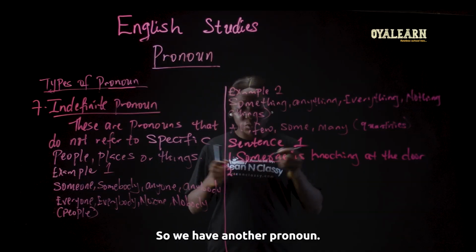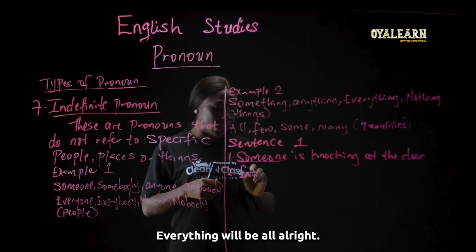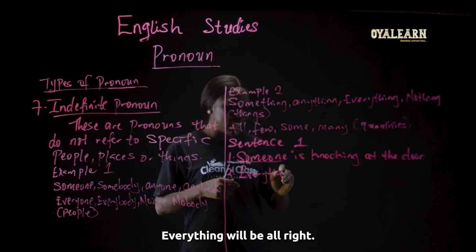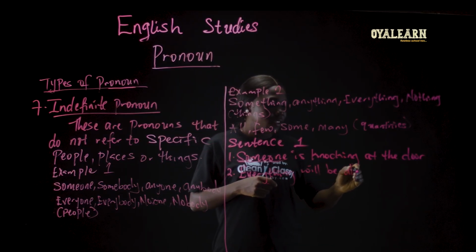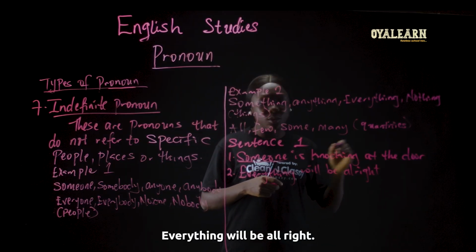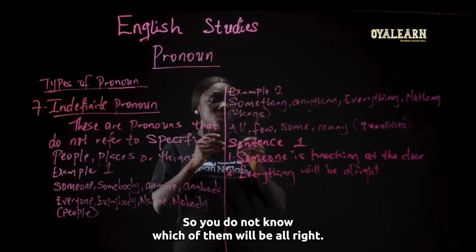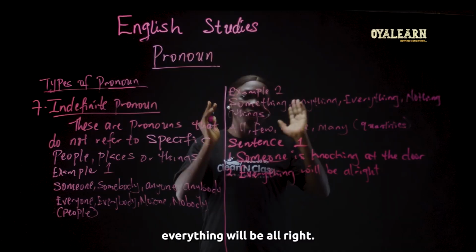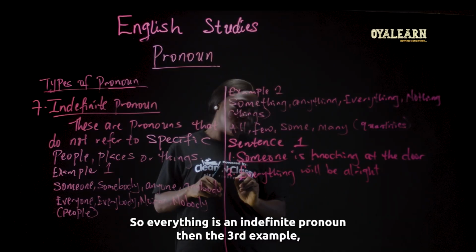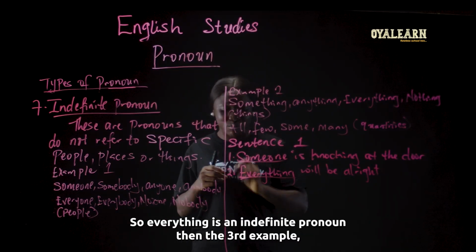So we have another pronoun. Everything will be all right. So everything is not specified. We do not know which of them will be all right, but it said everything will be all right. So everything is an indefinite pronoun.